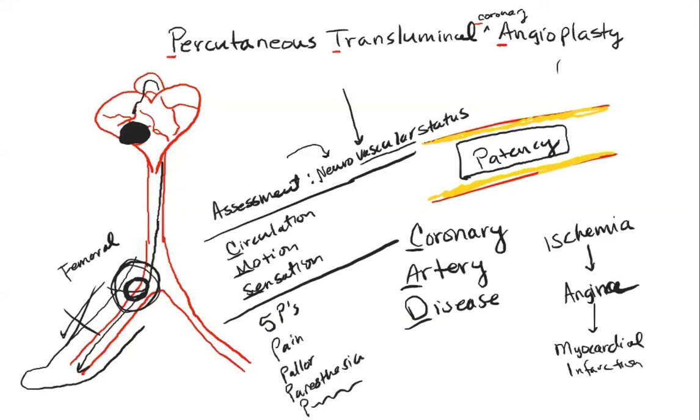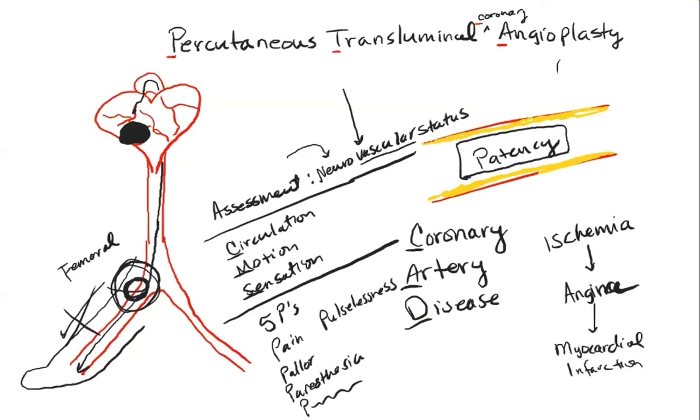So again, pain means ischemia. There's something wrong. Pallor means you don't have enough blood supply. There's something wrong. Paresthesia is the tingling sensation that you get when your leg falls asleep. If the patient develops that, that's a problem also. Poikilothermia is another one that's going to be problematic. And then let's see, pulselessness. If there's no pulse, that means that there's not good neurovascular status.